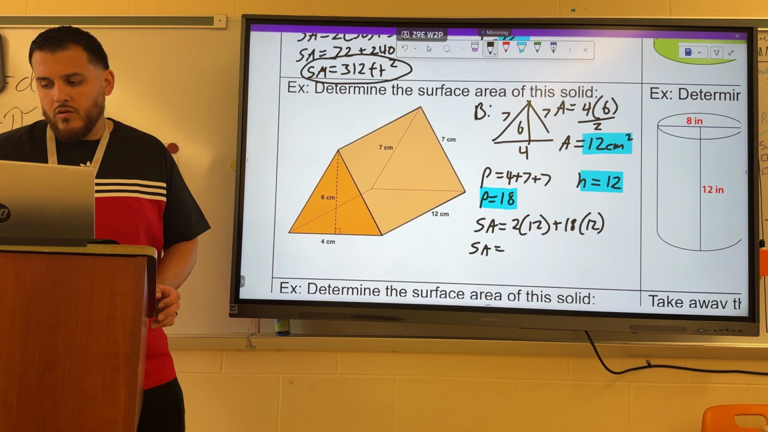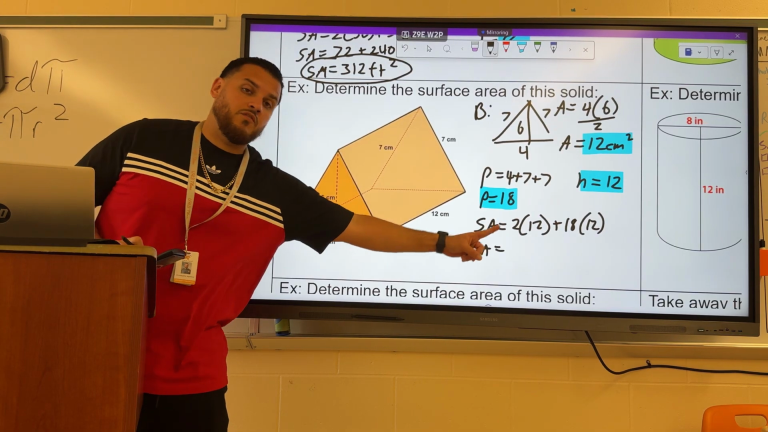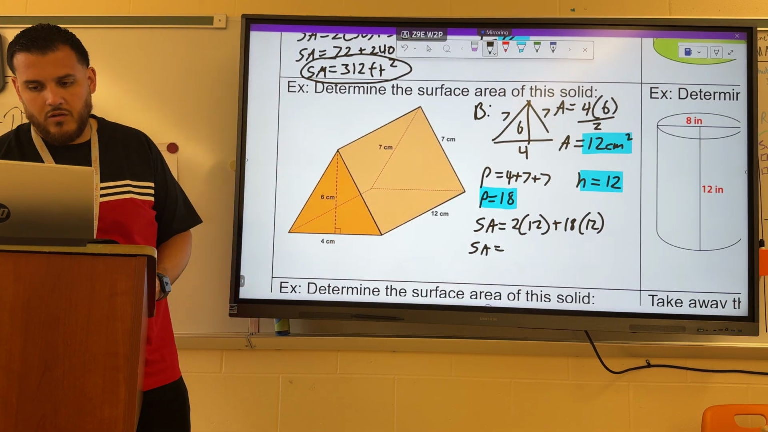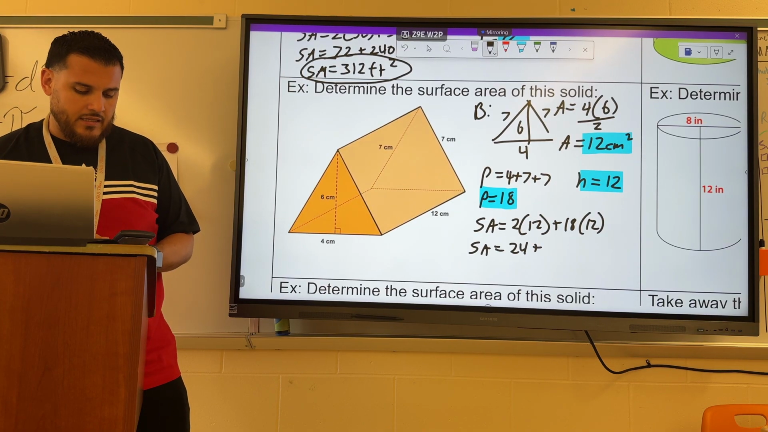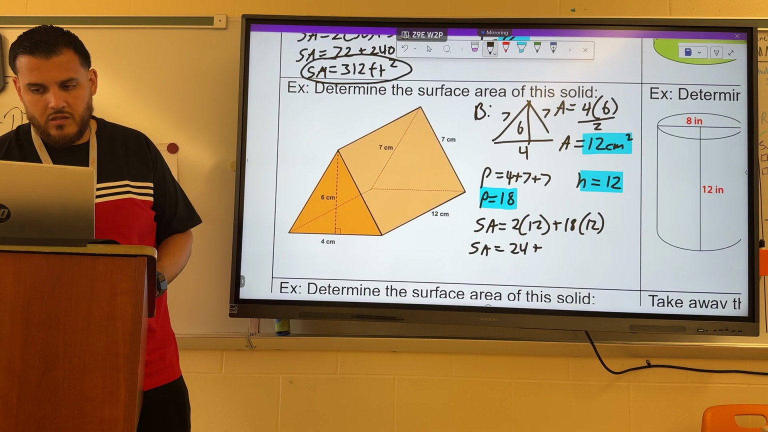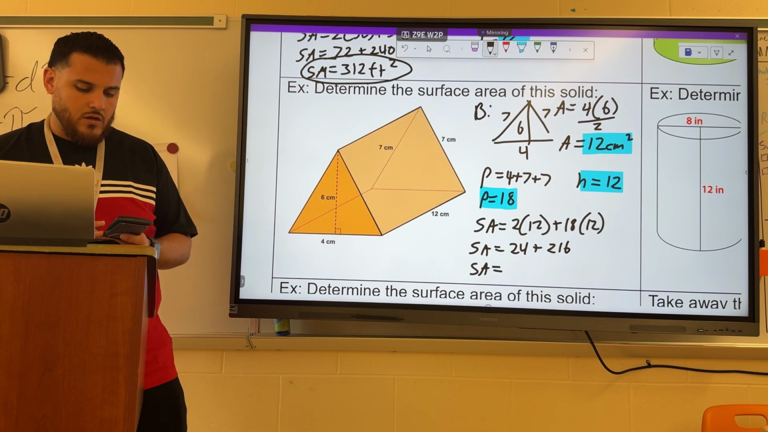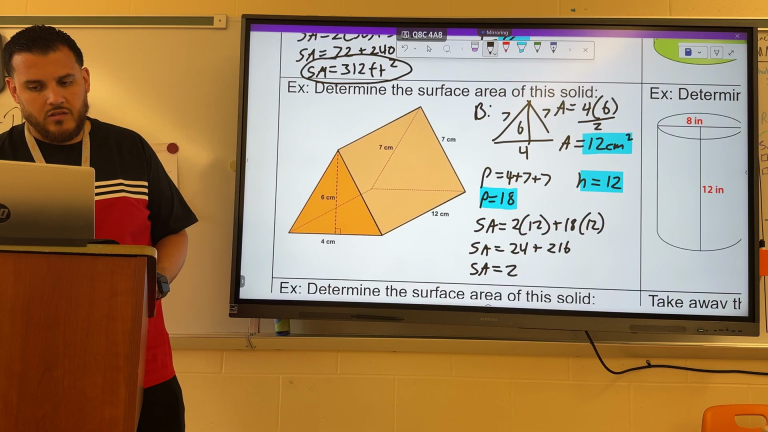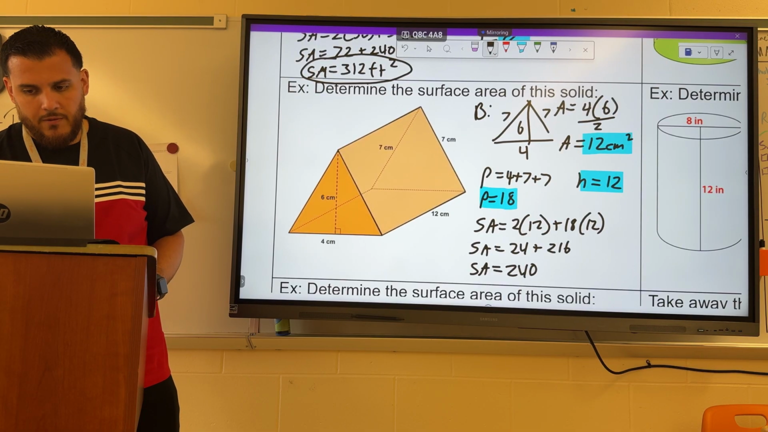And again, I like to do 2 steps. First step is I'm multiplying these. 2 times 12 gives me 24. 18 times 12 gives me 216. And then second step is adding those together. 24 plus 216 gives me a surface area of 240 centimeters squared.